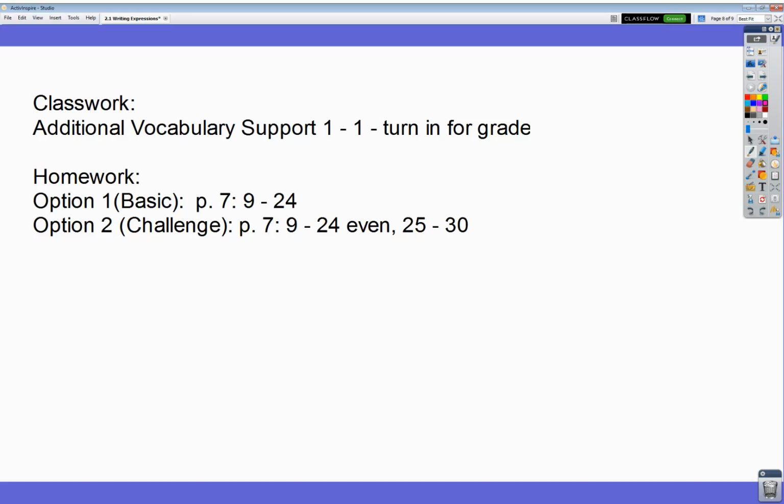Okay, your assignment. If you are in the honors class, you do not need to do the additional vocabulary support, and I would like you to do option 2. If you are not in the honors class, I want you to do the additional vocabulary support worksheet 1. And you should definitely do option 1. However, if you're not in the honors class, but you still want a challenge, you could, instead of doing option 1, go ahead and do option 2. So that's up to you.